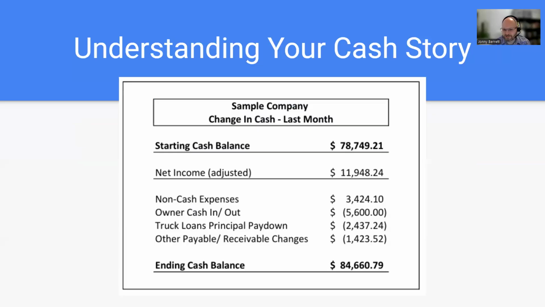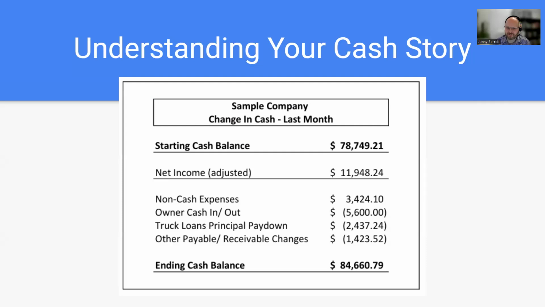So here's a simple example of what a cash flow statement could look like. So at the top, we have starting cash balance, which would be what was in the bank as of the end of the prior month. From there, there's the net income. So after the net income, you would think, well, the difference between the starting balance and the net income or net loss would be the cash, right?